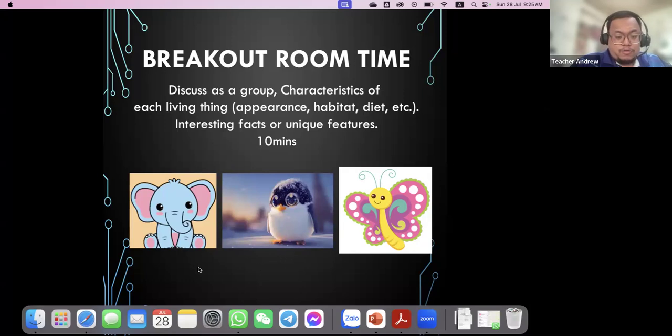So let me just open all rooms now. The rooms will auto close in 10 minutes, okay? So the time starts now, please discuss. Discuss as a group the characteristics of living things: appearance, habitat, diet, and some interesting facts or unique features. I'm going around to see all of you, okay? You can enter the breakout room now. Please enter the breakout room. Okay, let me go to different groups now and see.